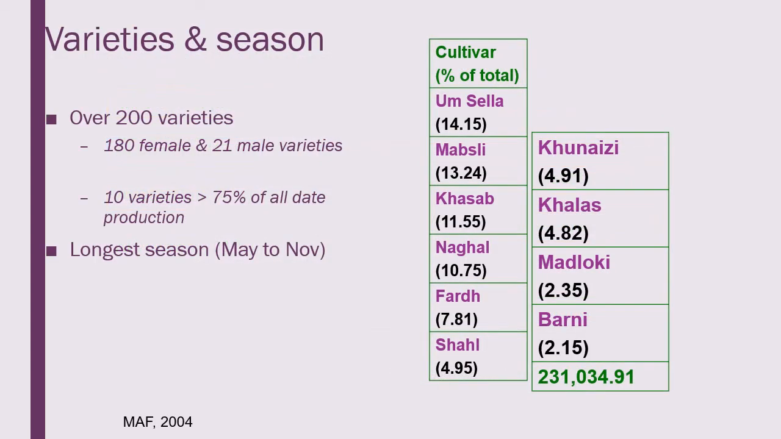These are the cultivars that are very important in Oman. There are about 200 of them, 180 females and about 20 male cultivars. But out of these 180, 75% are only 10. So out of 200, we only use 10. These 10 are Silla, Mabsli, Qsab, Nagal, Fard, Shahl, Khanezi, Khalas, Medloki, and Barni.